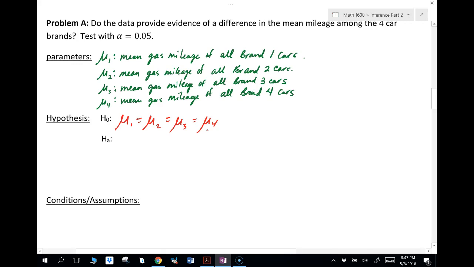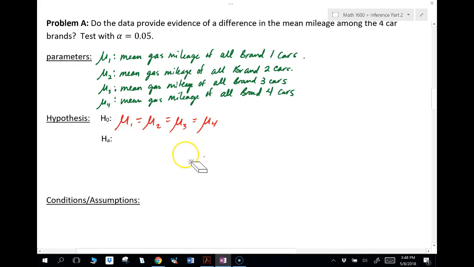So remember that only one of them has to be off. So I don't want to see this. This is not right. Don't write this down because it's not right. See that right there? That's not correct because we don't want them all to be not equal. We just want at least one of them to not be.